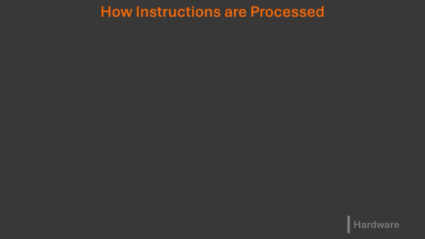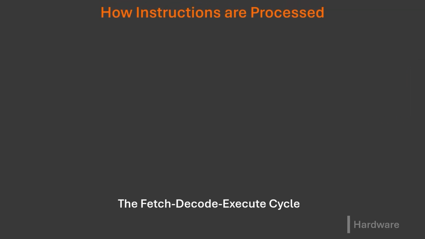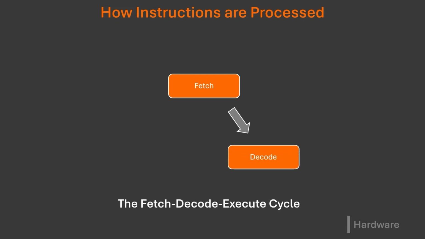Now, let's see how the CPU processes instructions step by step in a cycle called the Fetch-Decode-Execute cycle. The first step is fetch. So first the CPU retrieves an instruction from the memory. Then is decode. The CPU decodes the instruction to understand what action needs to be taken. And then we have execute, where the CPU performs the operation, for example, some calculation or data movement. And then repeat. The cycle repeats with the next instruction. This cycle happens billions of times per second, enabling the computer to process instructions and respond to user input seamlessly.